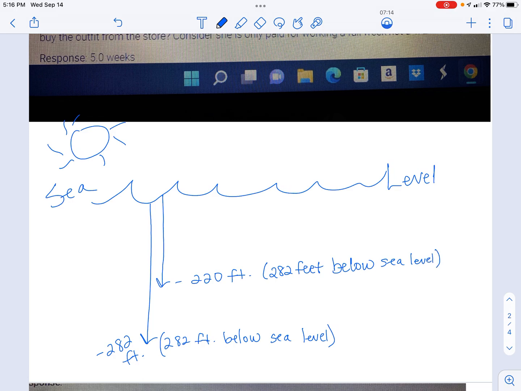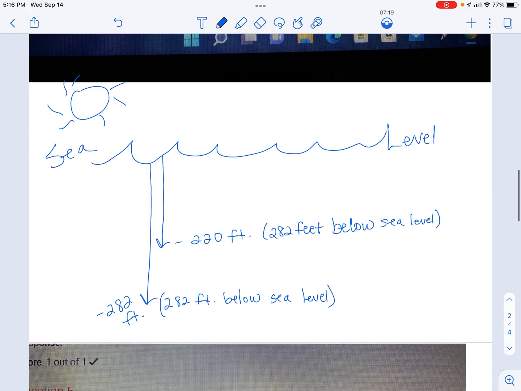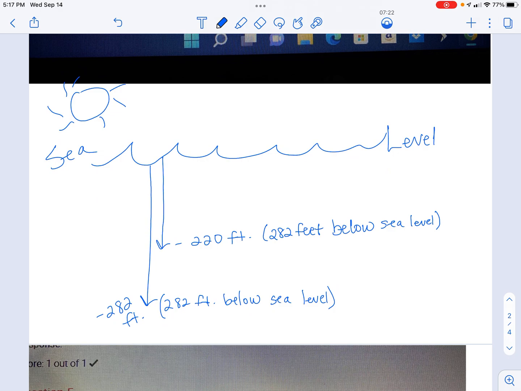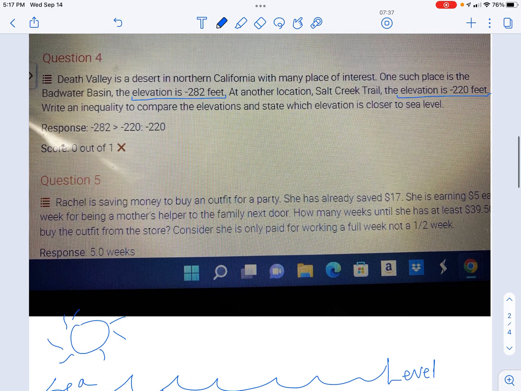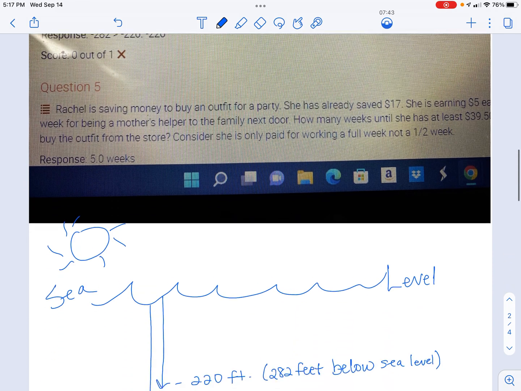One of them is negative 220 feet. The other is negative 282 feet. So we have to write a statement to represent this using an inequality sign. There are two ways that you can write this, and I can't see your answers again, so I'm not sure exactly which one they're asking for, so I'm going to write it both ways. The question they're asking is: write an inequality to compare the elevations and state which elevation is closer to sea level.